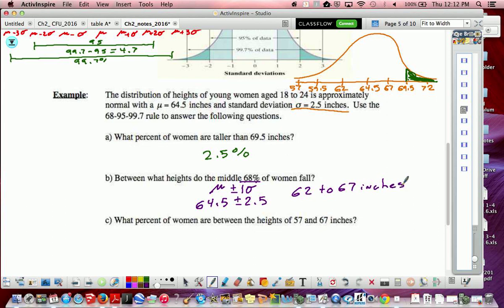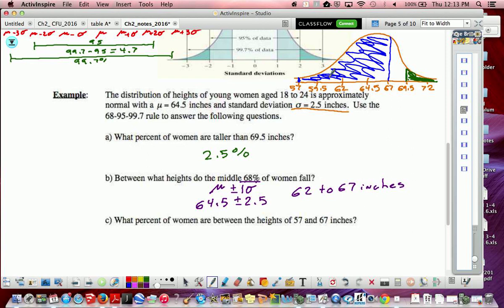So the middle 68% of women fall between 62 and 67 inches. Now the last one is probably the most challenging one of the 3. It says what percent of women heights are between 57 inches and 67 inches. So when I look at the curve here, here's 57, here's 67. So I'm trying to, in essence, calculate out that particular area.